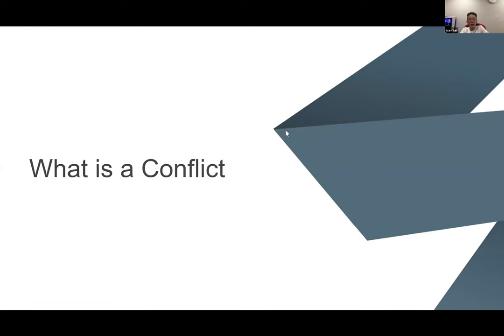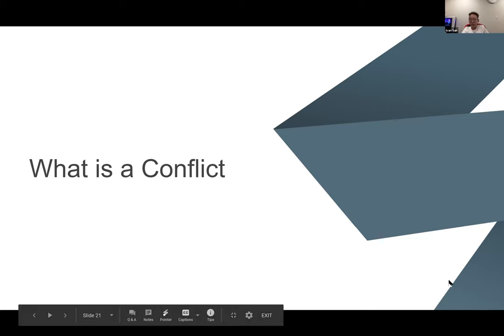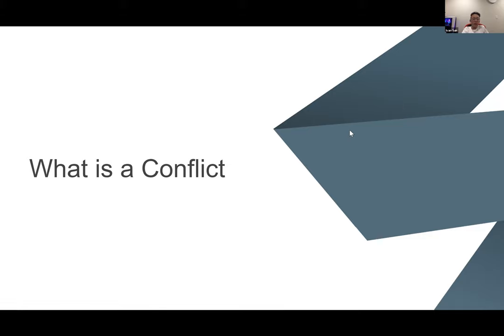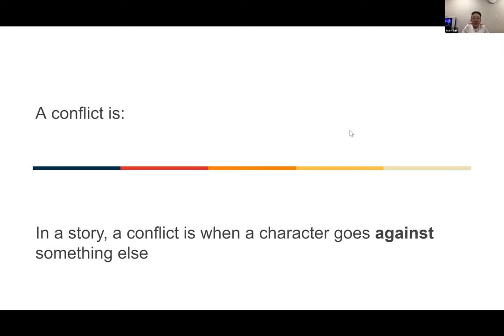Great, let's move on to conflict. So would anyone like to answer the question of what is conflict? Olivia, Mason, no? Okay, so in a story, a conflict is when a character goes against something else. So in terms of the plot diagram that was shown earlier, the pyramid you guys saw, there's a climax at the top.